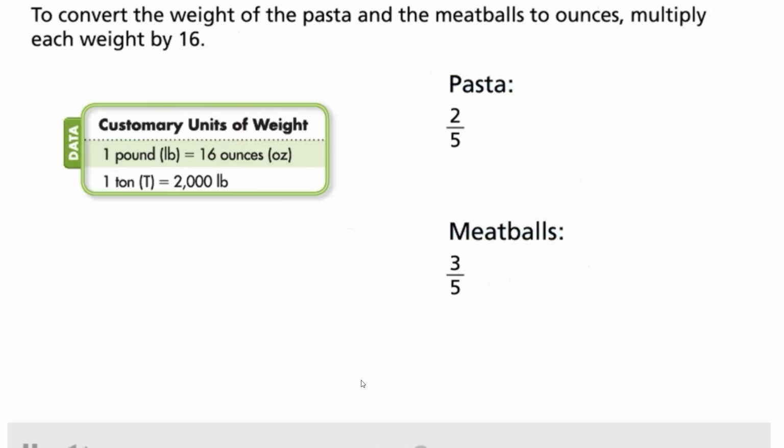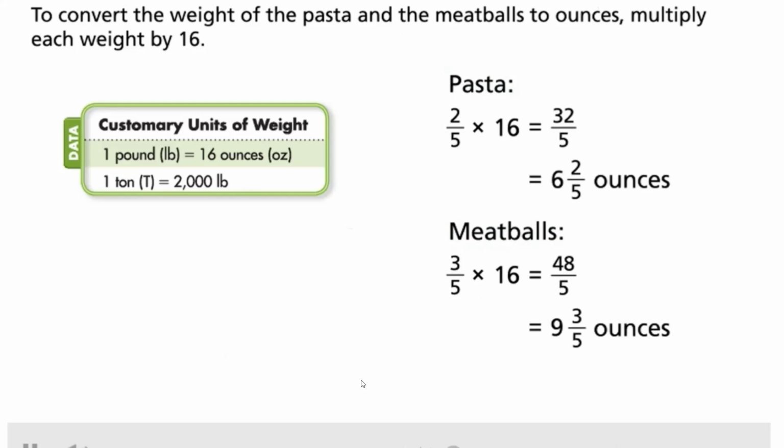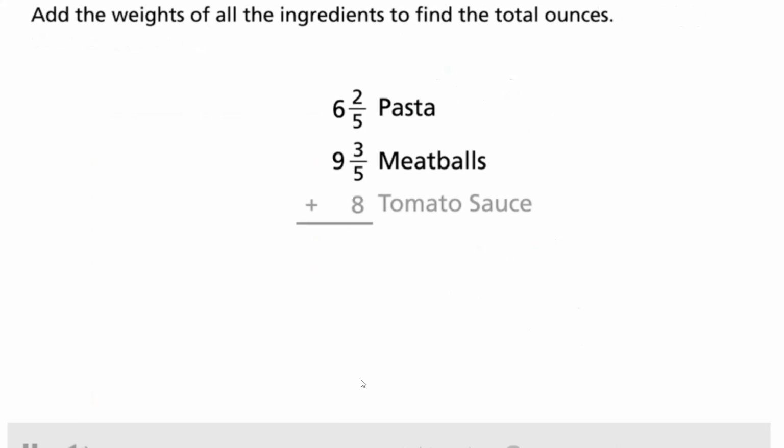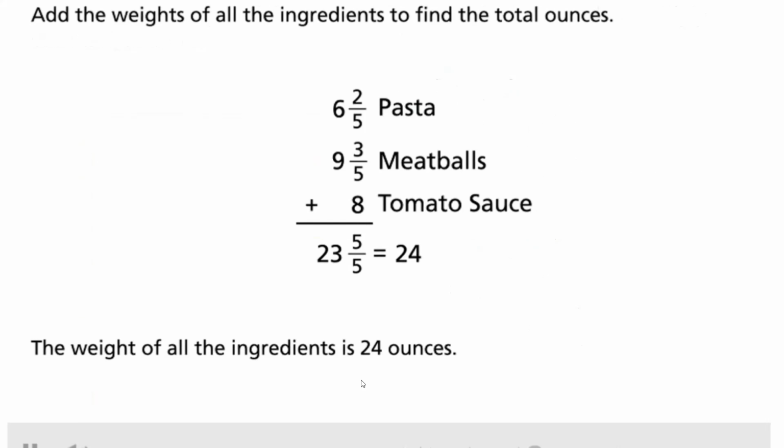To convert the weight of the pasta and the meatballs to ounces, multiply each weight by 16. The pasta weighs 6 2/5 ounces. The meatballs weigh 9 3/5 ounces. Add the weights of all the ingredients to find the total ounces. The weight of all the ingredients is 24 ounces.